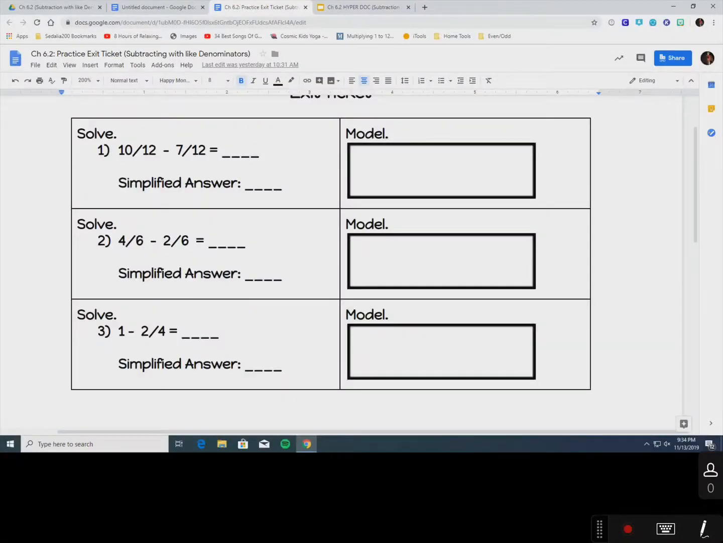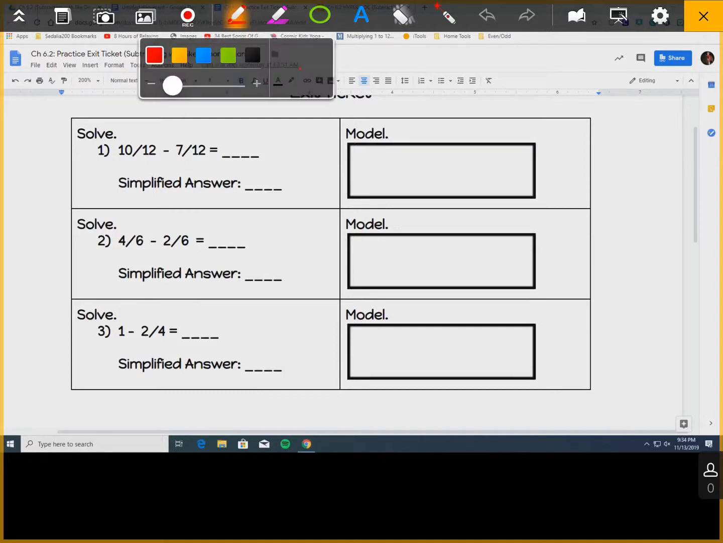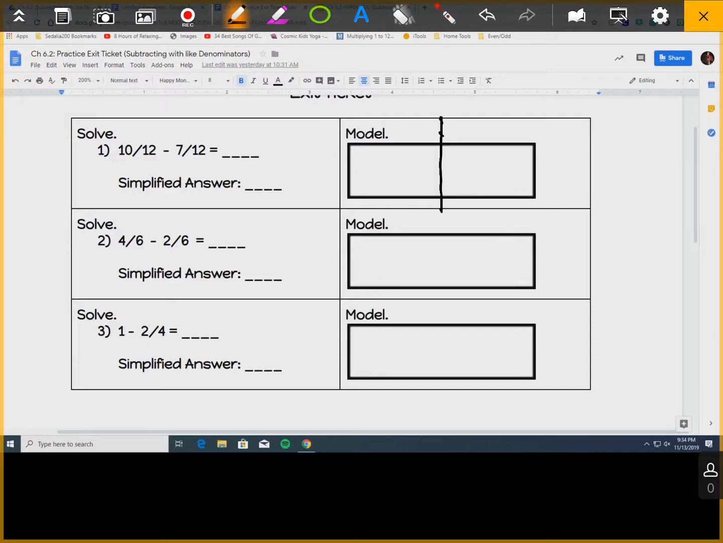Let's take a look at our practice page about subtracting fractions with common denominators. Problem number 1 is 10/12, take away 7/12. I need to start with my whole and I need to cut my whole into 12ths. To do that, I'm going to cut my whole into 4ths and then I'm going to do 3 times in each part.